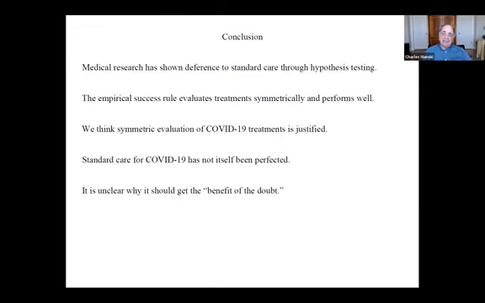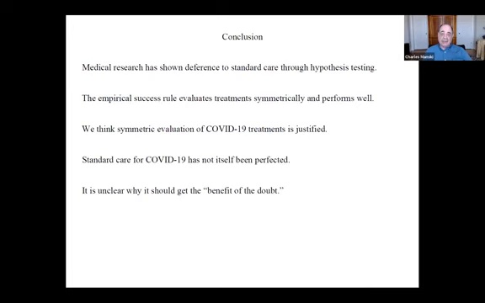The particular thing that Alex and I bring to this is that you're going to have to replace hypothesis testing with something. And what we think is it should be replaced by statistical decision theory, which was developed by Abraham Wald way, way back in the 1940s. From the perspective of near optimality and maximum regret, the empirical success rule does very well. And it doesn't have this deference to standard care. And we think that's the way things should be done. So we will stick our necks out and think this is very important for how doctors make decisions. Okay. So as I said, I'm quite excited about this work.